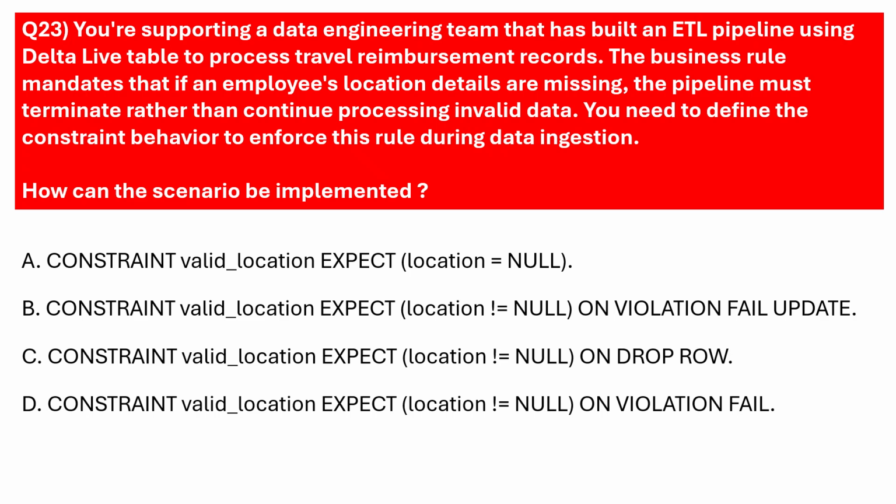A. Constraint valid underscore location expect location equals null. B. Constraint valid underscore location expect location equals null on violation fail update. C. Constraint valid underscore location expect location equals null on drop row. D. Constraint valid underscore location expect location equals null on violation fail.